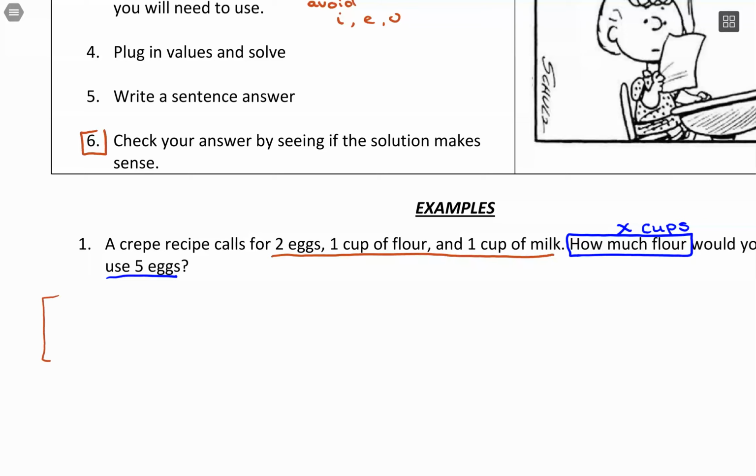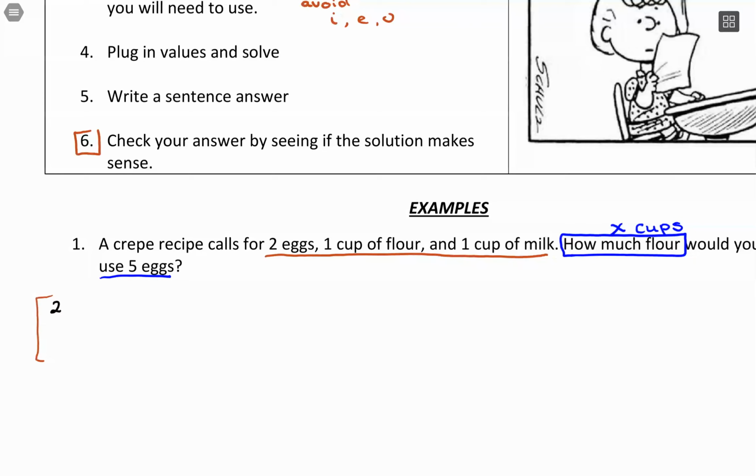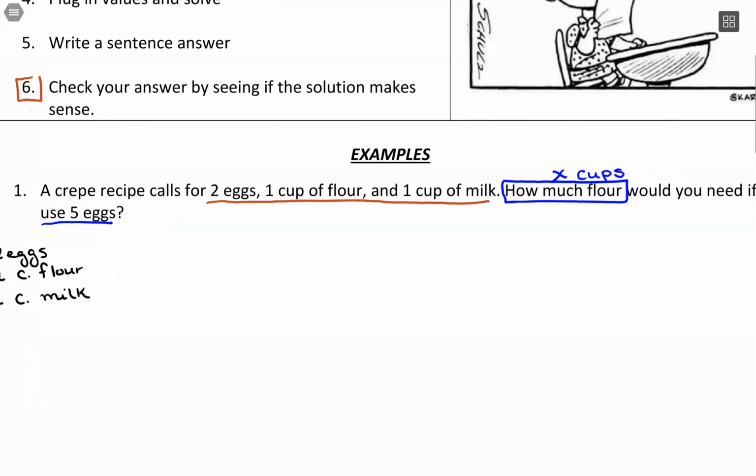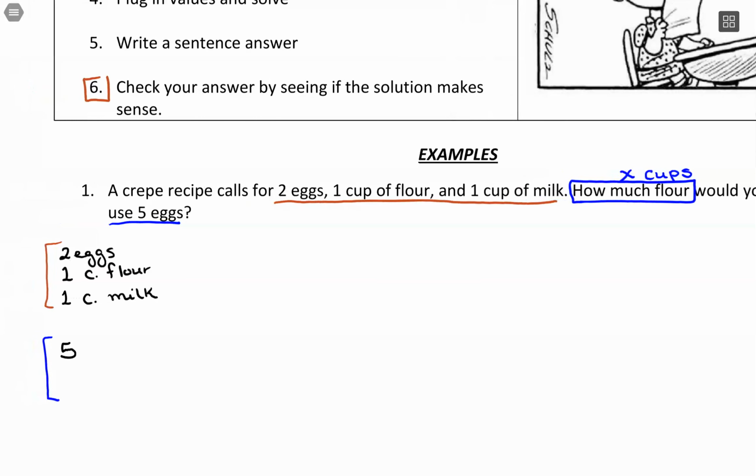So reading through again, we have the crepe recipe with 2 eggs, 1 cup of flour, and 1 cup of milk. And then what we want to do is fit this next scenario where we don't know how much flour we have, but we know we have 5 eggs. So we have 5 eggs. They're not mentioning anything about milk, so that's just extra information. In fact, it probably is not going to come up at all, so I'm just going to scratch that out. And then we'll have x amount of flour.